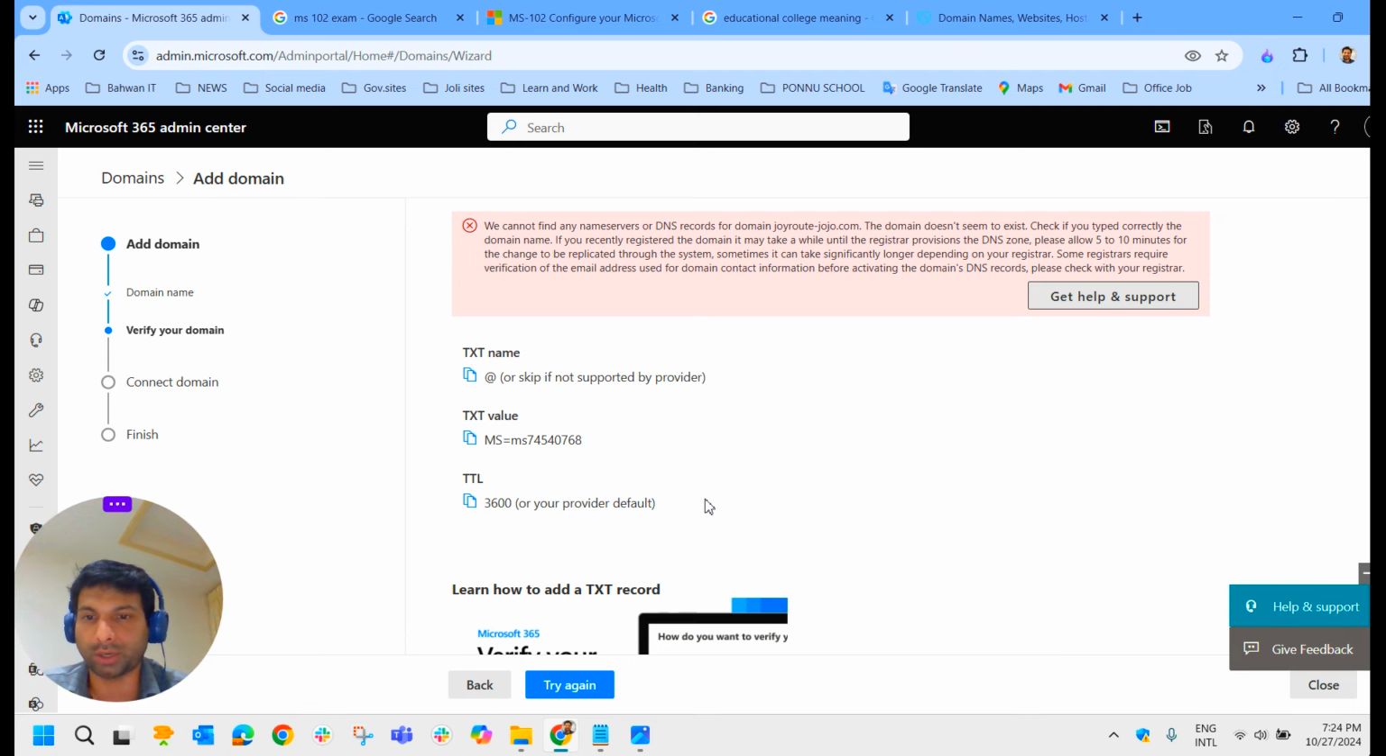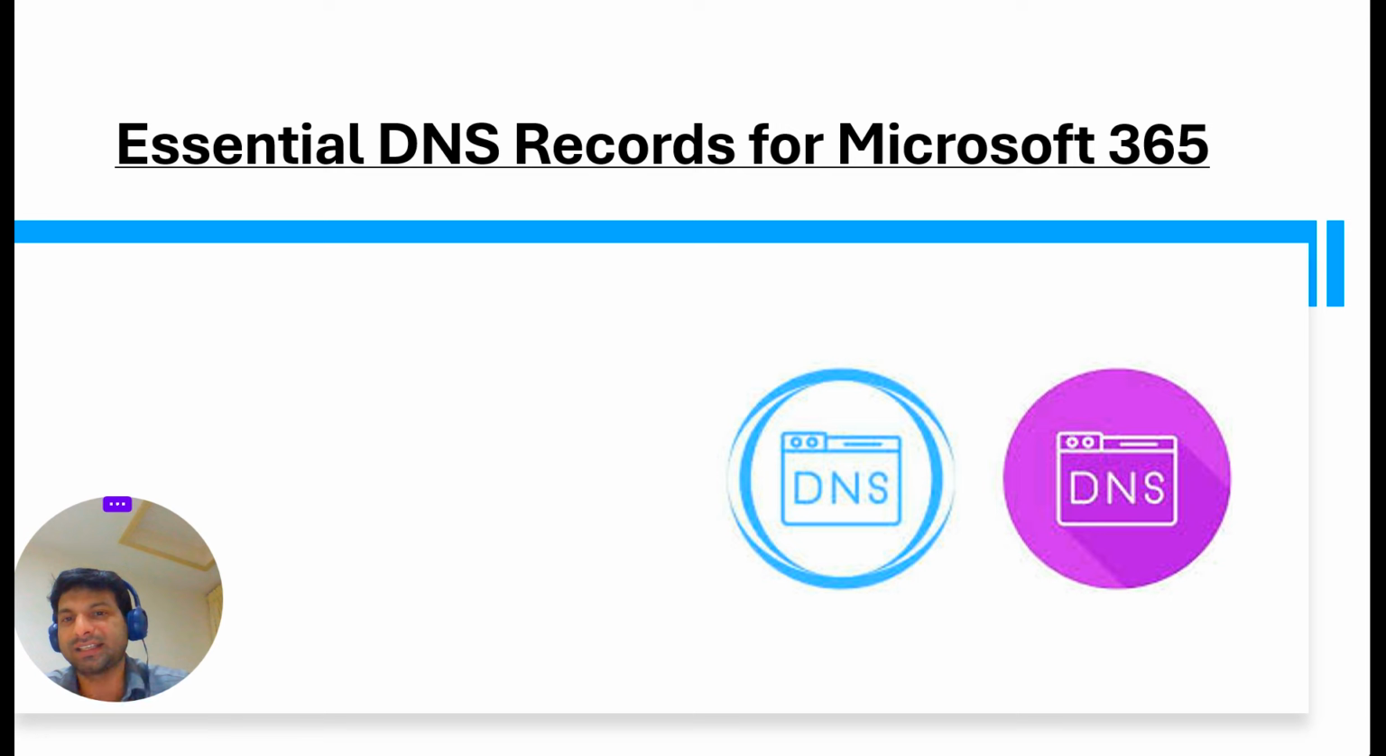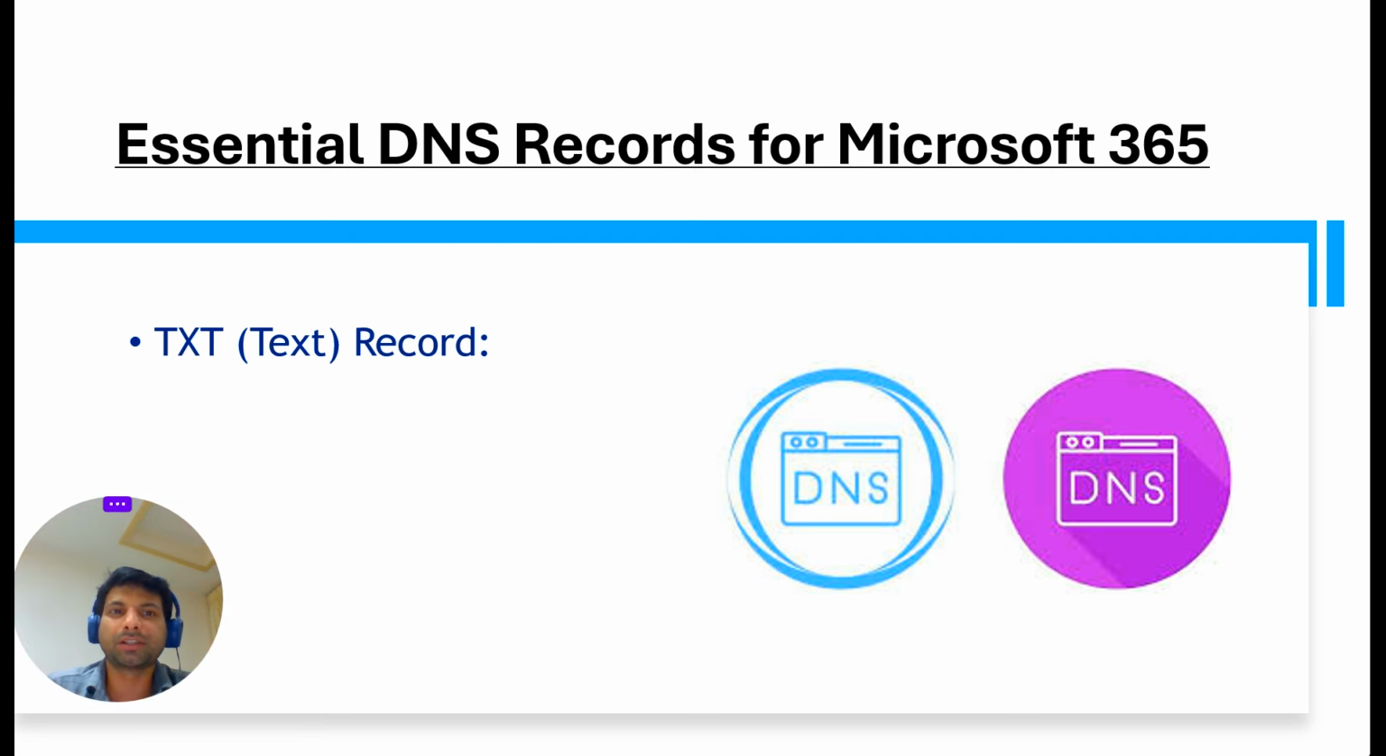So what are those records? Let us discuss what are the essential DNS records for Microsoft 365. All right. The first one is nothing but the TXT record. Why do we require this TXT record? The purpose is domain verification and email security. That is the purpose of the TXT record. Microsoft 365 asks you to add a TXT record to confirm ownership of your domain. You are registering your ownership.